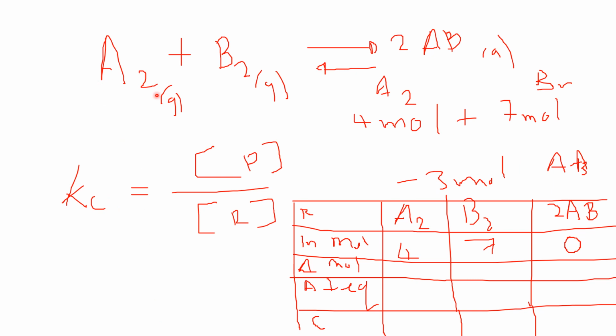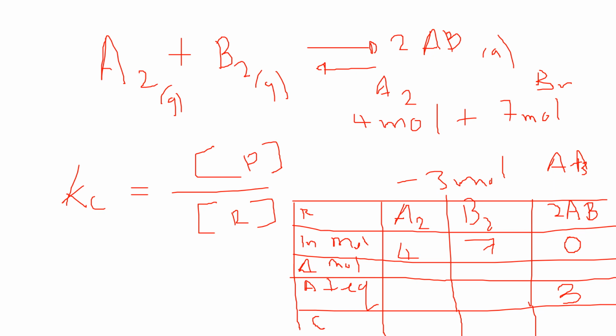So now the statement says, when our reaction is at equilibrium, we are having what? 3 moles of AB. So that means 3 moles of AB is produced when the system is at equilibrium. So we say at equilibrium we have 3 moles of AB that is produced.